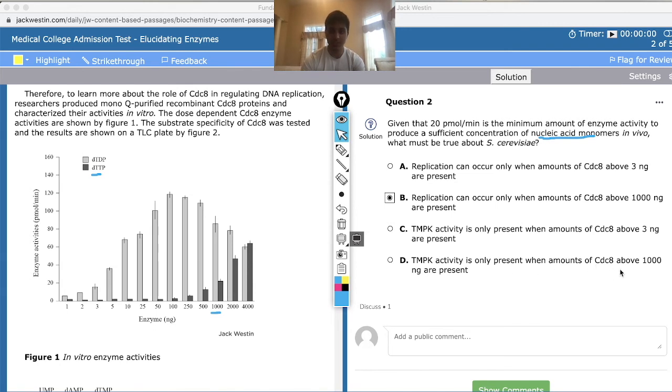The last one says TMPK activity is only present when amounts of CDC8 are above 1,000 nanograms. That's wrong because below 1,000 nanograms, we still have a ton of light gray. We still have a ton of dTDP being produced. Remember, TMPK produces dTDP, the light gray.